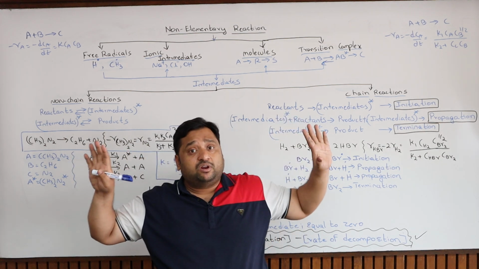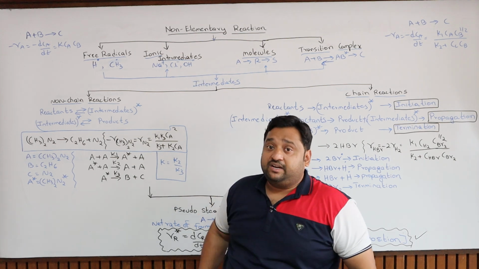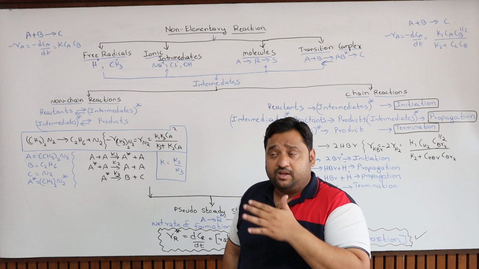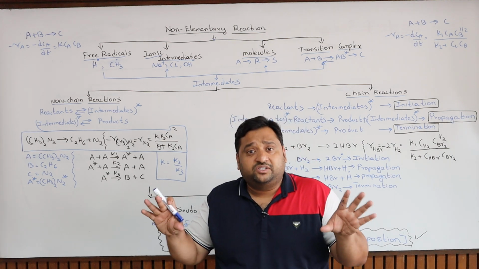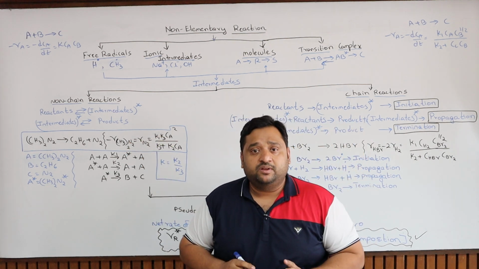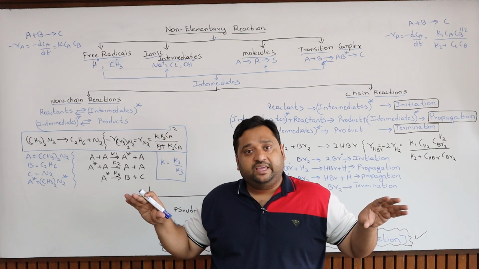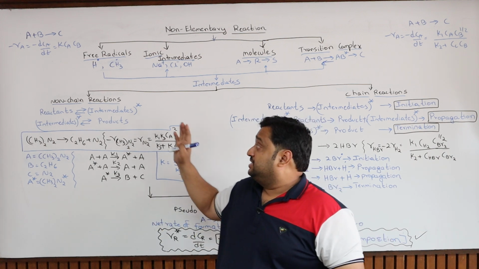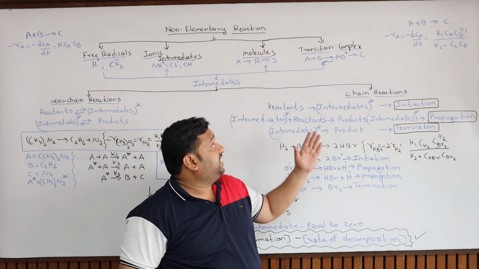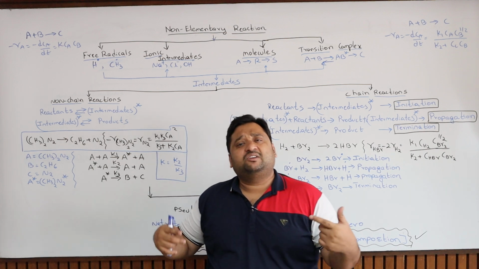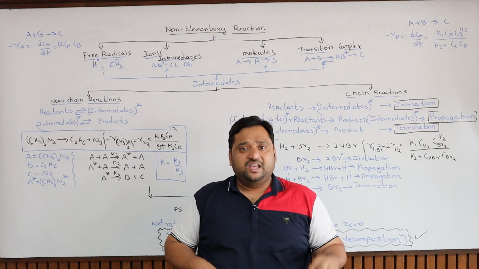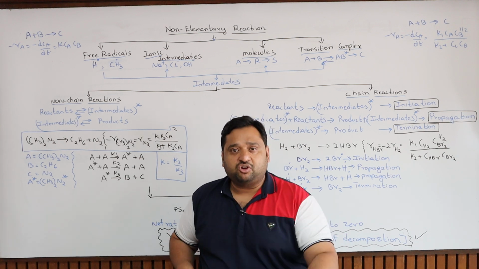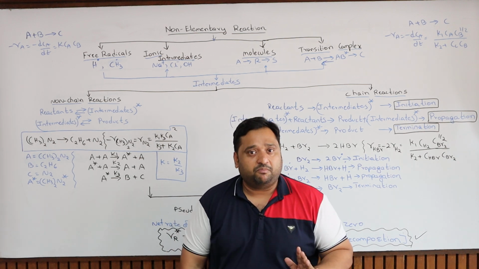So broadly, if you classify the intermediates, these are the 4 intermediates. Then if you talk about non-elementary reactions, these intermediates will form. And we can classify the non-elementary reactions into 2 broad classifications: one is non-chain reactions and the second is chain reactions. Whether it is a non-chain reaction or a chain reaction, the intermediate will form, but the life of the intermediate is very short. These are the things you have to keep in mind.